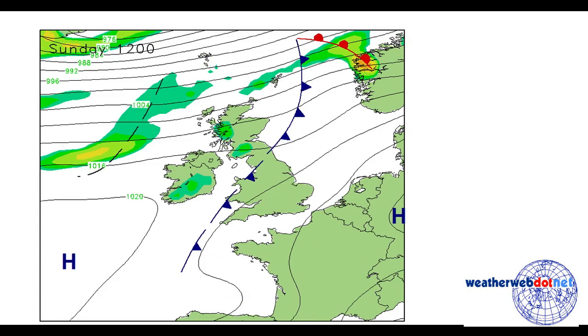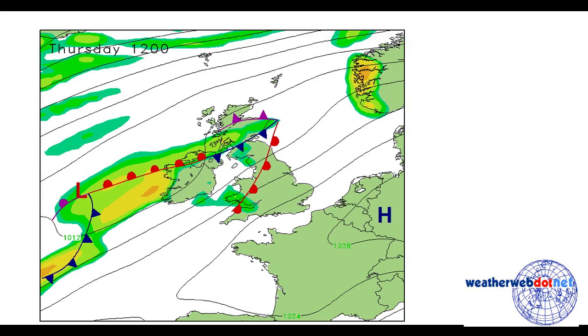Now, what did I want to show you here? Oh, I know what I want to show you. There's frontal charts for the next few days. So this is the chart for today. We've got this very broad southwesterly flow that's bringing some very moist air northeastwards through the country during the course of the day, bringing some outbreaks of rain.